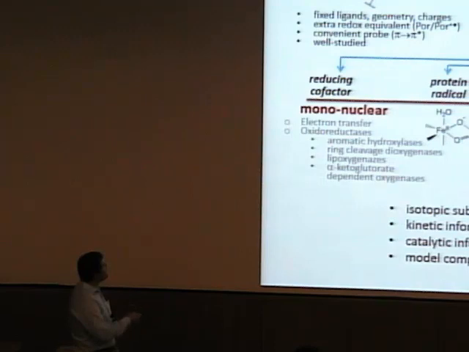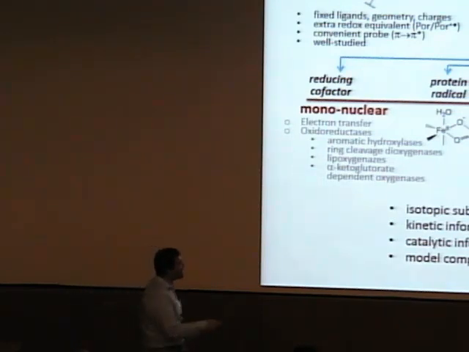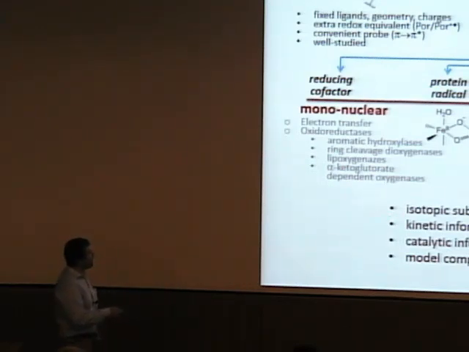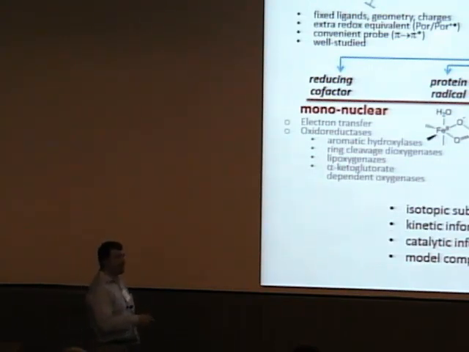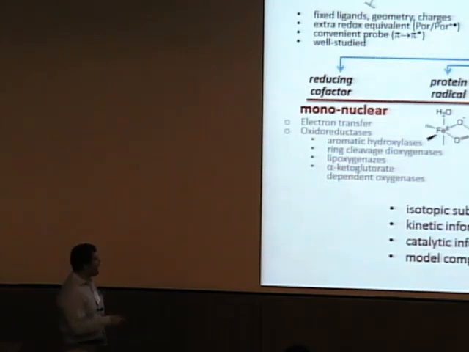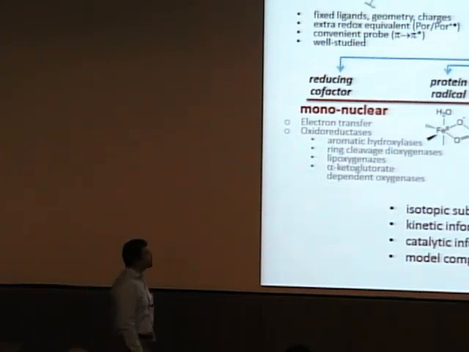There are two examples we'll take a look at today: mononuclear non-heme iron systems and dinuclear non-heme iron systems. In both cases, we want to look at the isotopic substitutions as a way to make an assignment. Kinetic information, we can't get based on Raman alone. Catalytic information, and what model compounds are telling us.